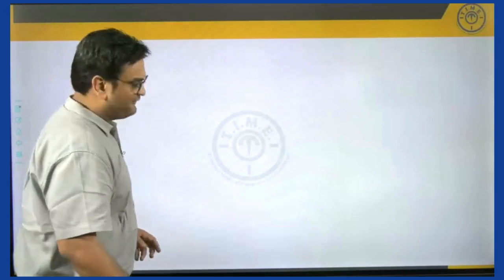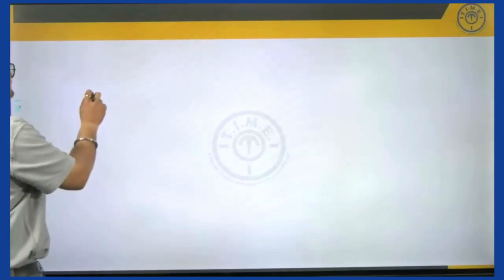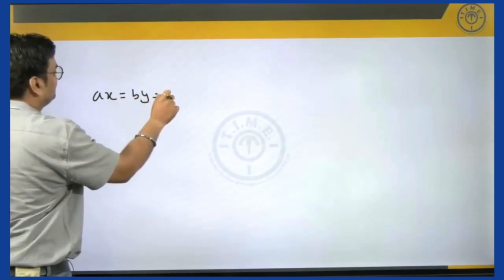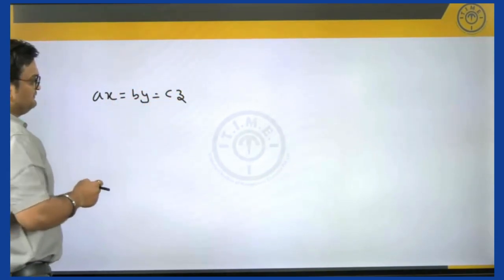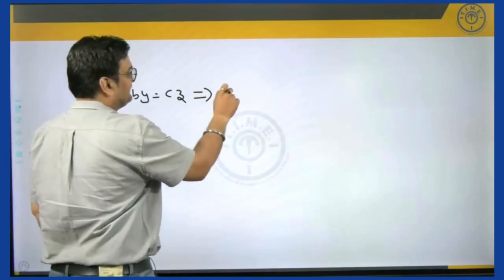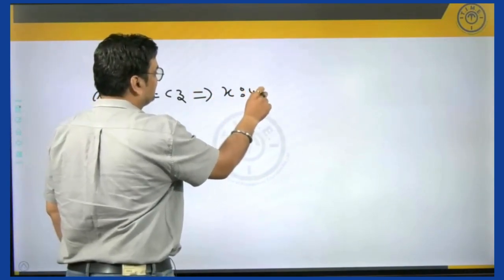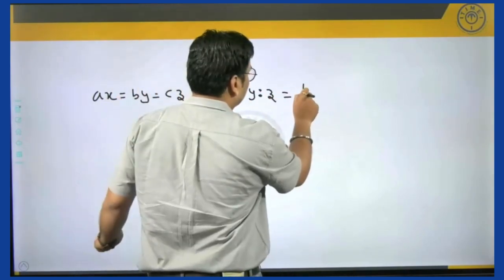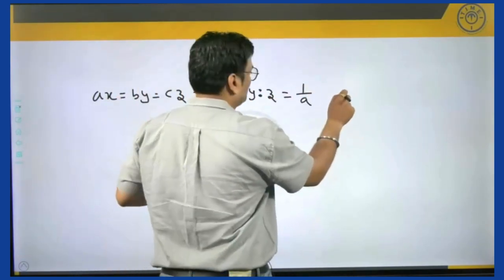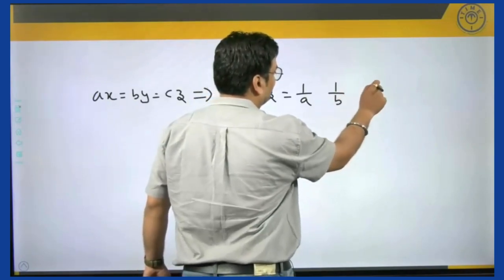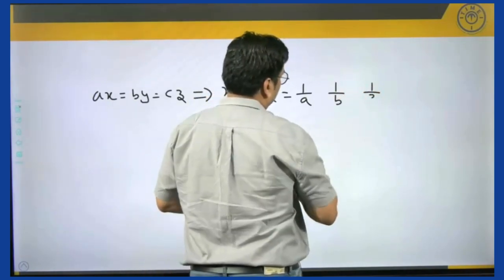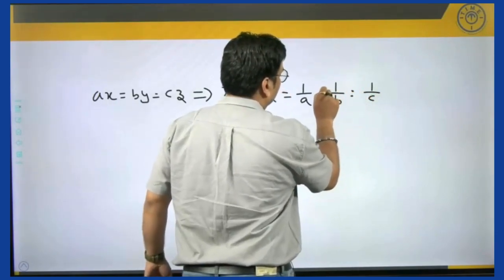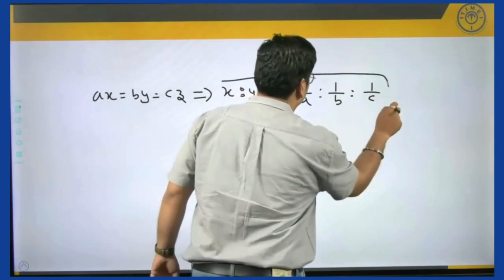So generally what we have is conditions like A into the variable X is same as B into variable Y, C into the variable Z. In such a case, the ratio of X is to Y is to Z can be easily calculated as: take the reciprocal of the first term's coefficient, reciprocal of the second term's Y coefficient, reciprocal of the coefficient of Z. So it's 1 by C. So this ratio is nothing but X is to Y is to Z.